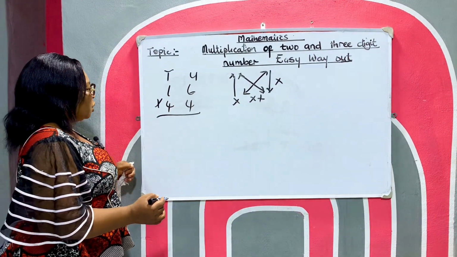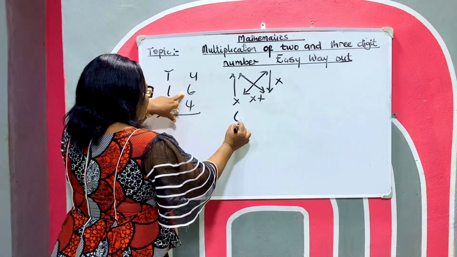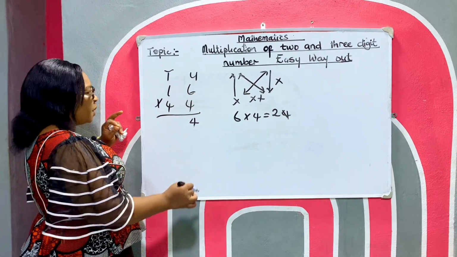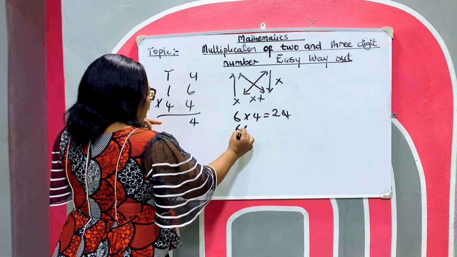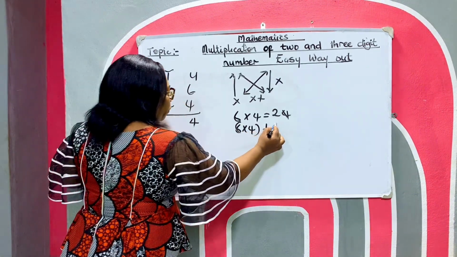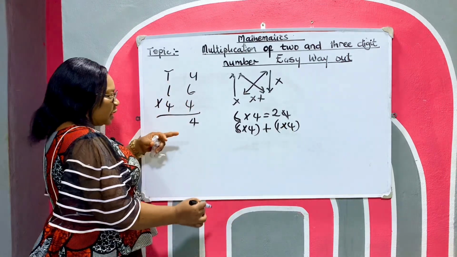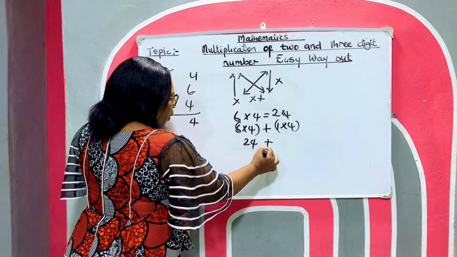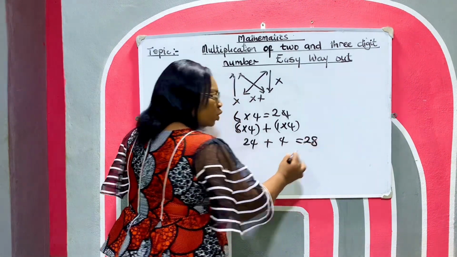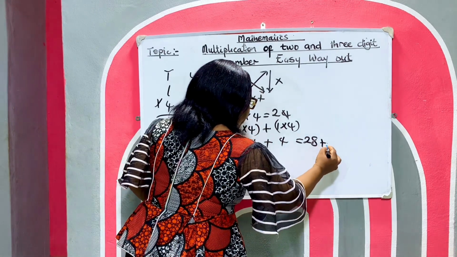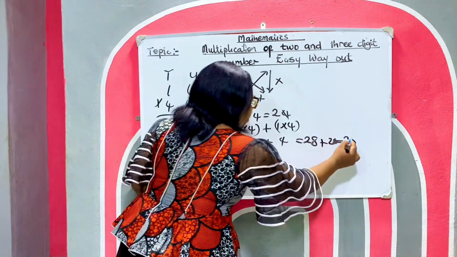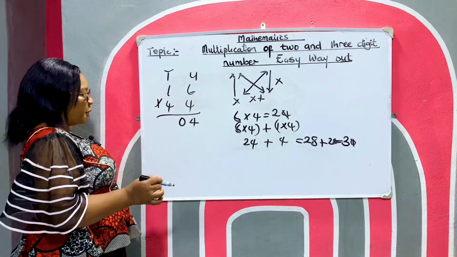So watch me now. This 6 times this 4 will give me 24. I'll take 4. Then I'll do this one: this 6 times this 4 plus this 1 times this 4. So 6 times 4 will give me 24, plus 4, 24 plus 4 will give me 28. Then 28, remember this 2, that will give me 30. I pick 0 and 3 is still there.